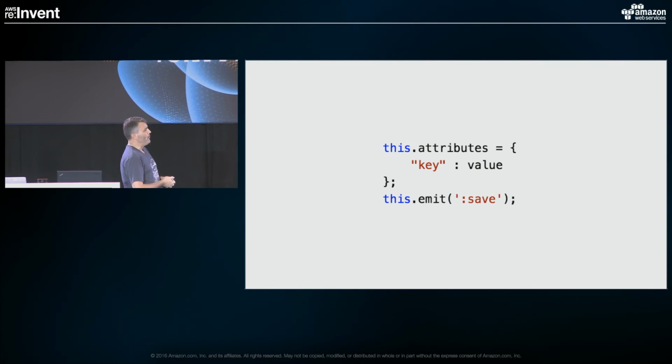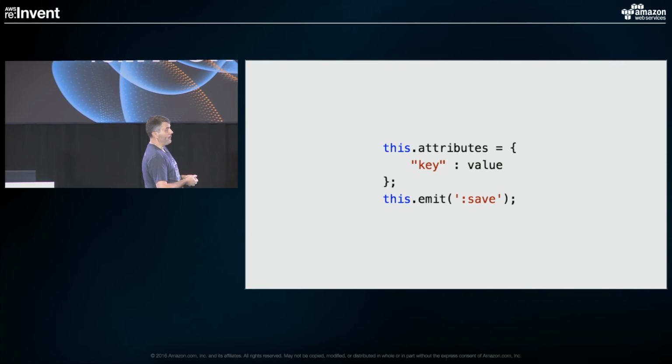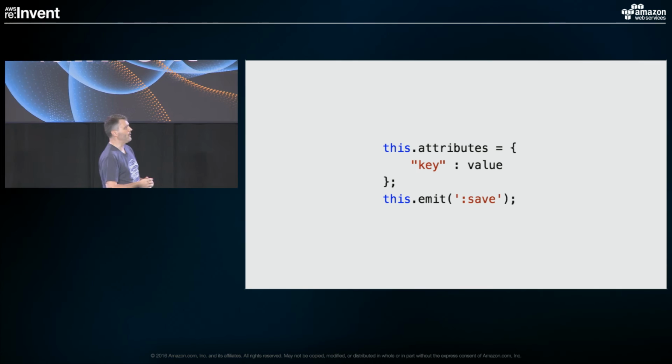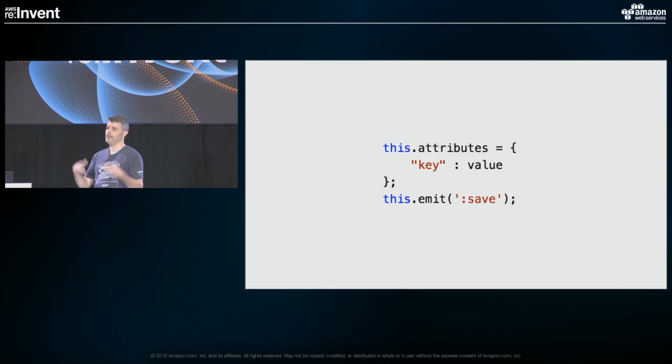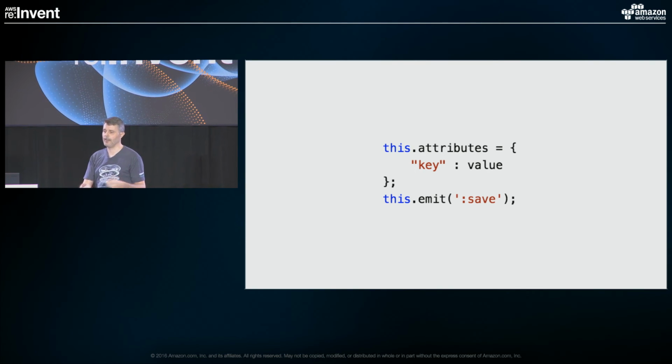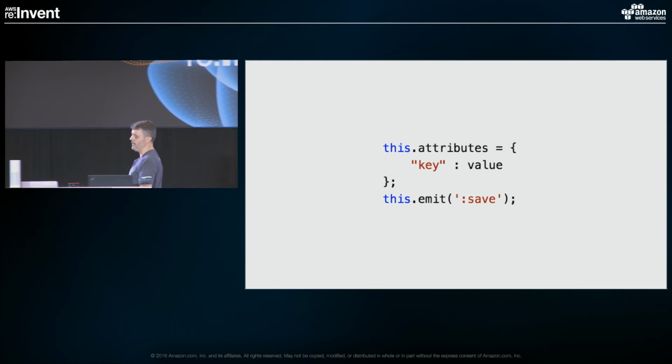So that's how you do that. This is the session. You have attributes, a list of key values, and when you want to save the session, you emit an event called save. And the SDK will take the session content and will store that into DynamoDB for you automatically.